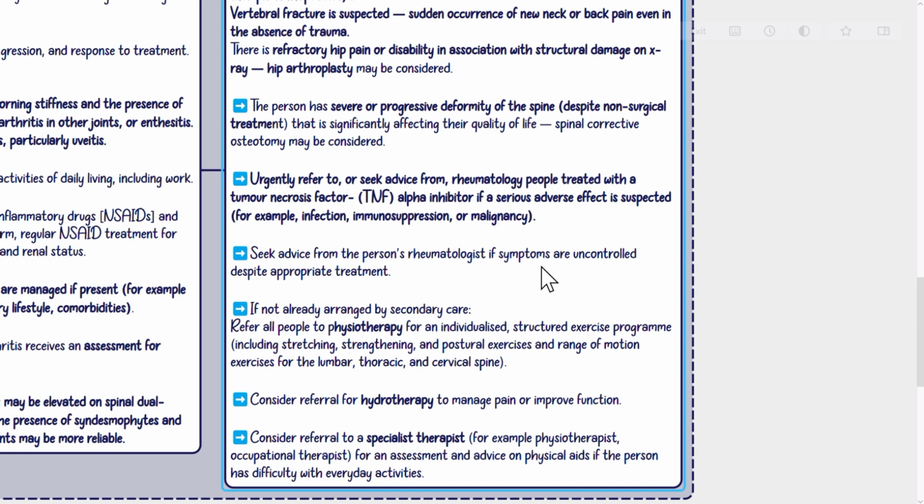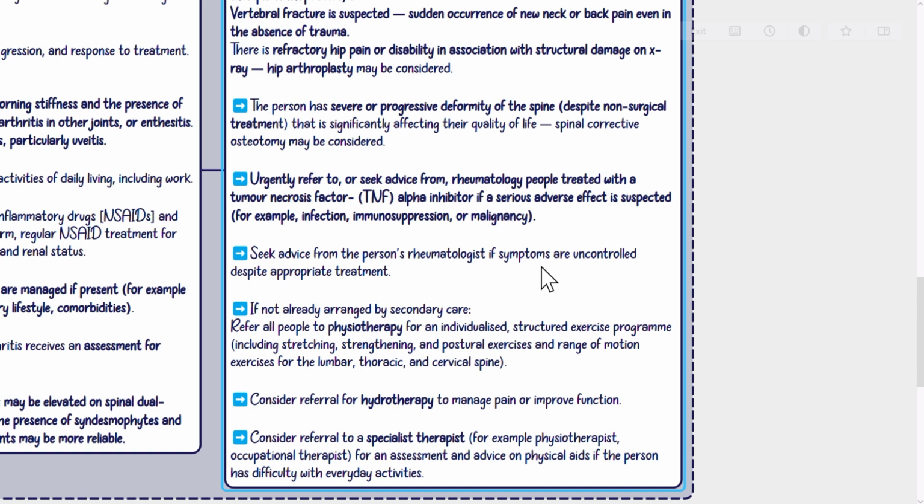There is refractory hip pain or disability in association with structural damage on X-ray. Hip arthroplasty may be considered. The person has severe or progressive deformity of the spine, despite non-surgical treatment, that is significantly affecting their quality of life. Spinal corrective osteotomy may be considered.